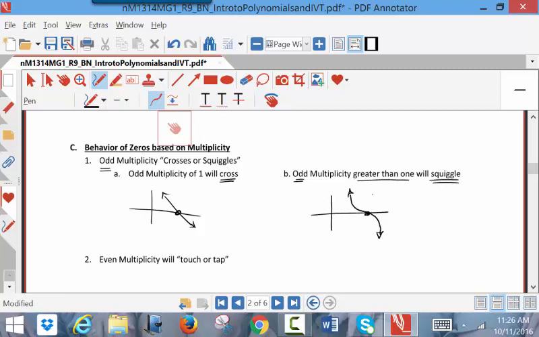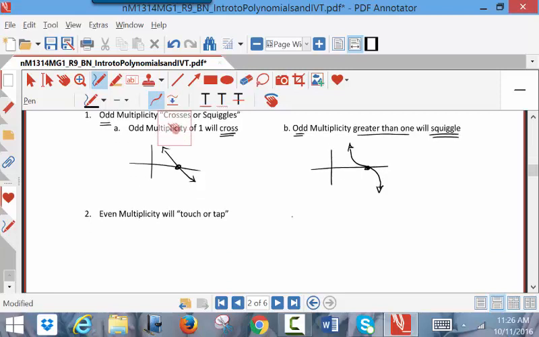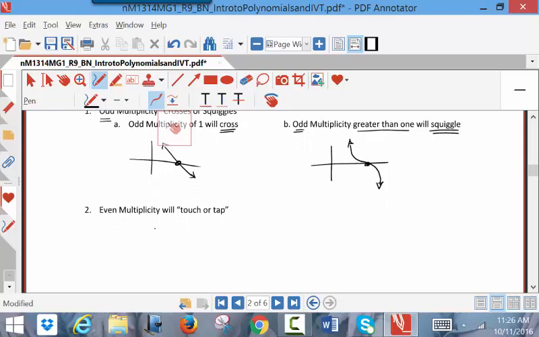Okay, that is an image of squiggling through the x-intercept versus crossing. So if you're of odd multiplicity and it's a 1, you cross. Anything bigger than that is a squiggle through the x-intercept. Now, if you have even multiplicity, then you're going to touch or tap it.